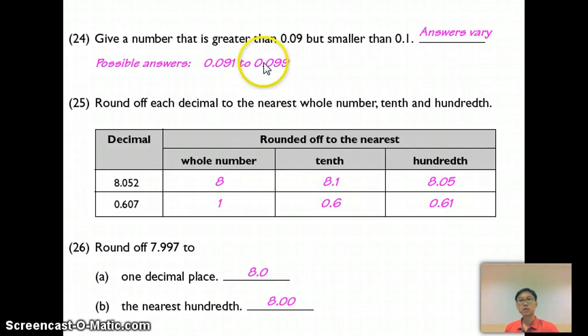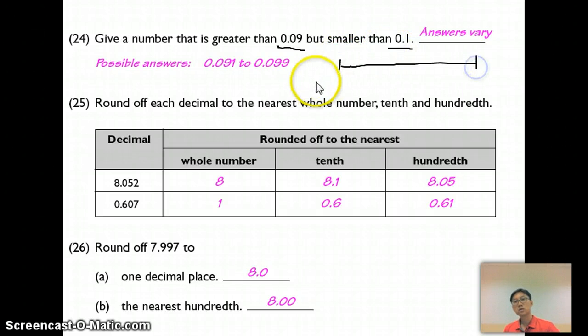Let's move on with question 24, sorry. A number that is greater than 0.09 but smaller than 0.1. The best way to do it is to draw a number line. So this is 0.09 and this is 0.1. Now like I always said, let's always include a 0 here so it's easier to count. So here I have 3 decimal places, so here I need 3 decimal places as well.